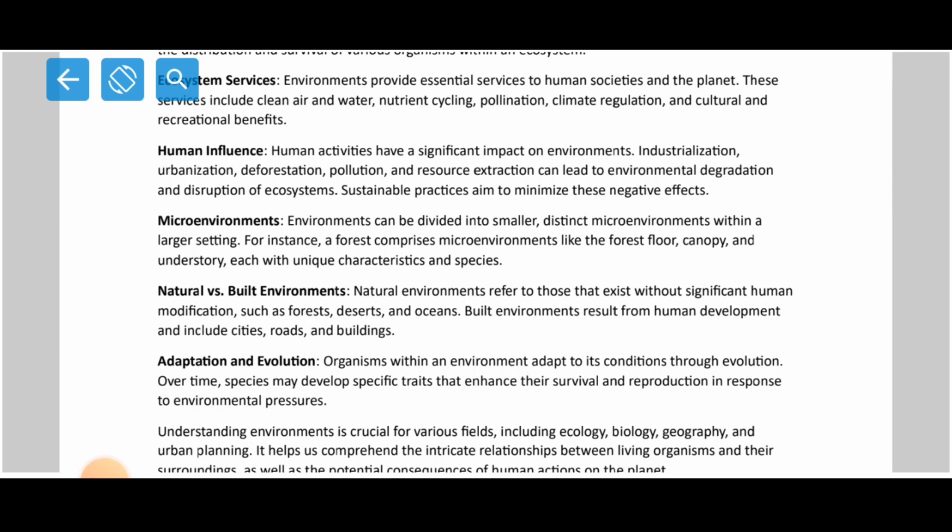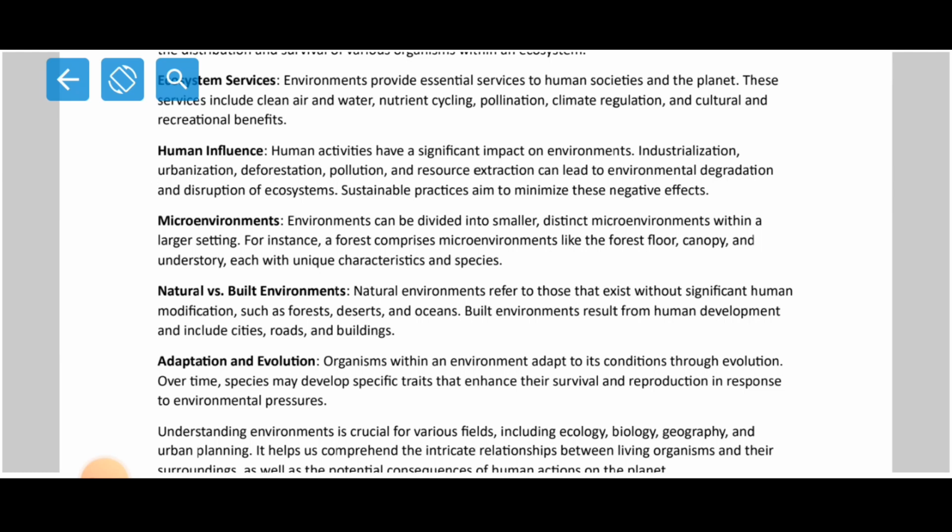Now, natural environments versus built environments. Let us see what we mean by it. Natural environment refers to those that exist without significant human modification, such as forests, deserts, and oceans. Built environment results from human development and includes cities, roads, and buildings. So environments are of two types: the natural environment, which occurs naturally, and the environment which is created artificially by human beings.